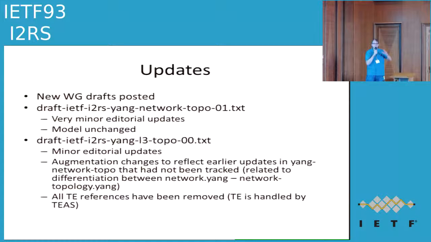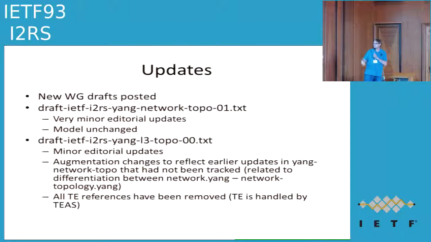There are some slight changes to the model simply to reflect earlier updates in the generic network topology model from an earlier version that had not been tracked yet, to make sure that we have the augmentation and the conditions and so forth expressed correctly. The other change is also in relationship to the TE discussion and so forth. All the TE references have been removed, so this is now handled completely separately in the TE draft.